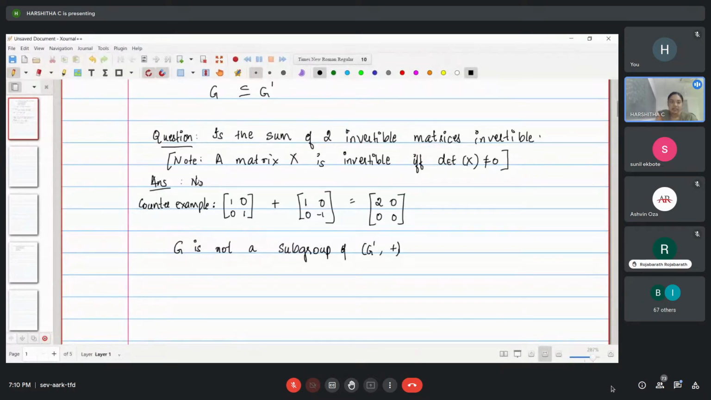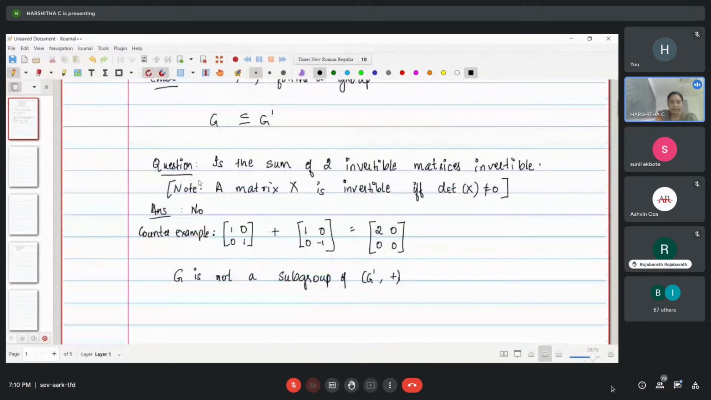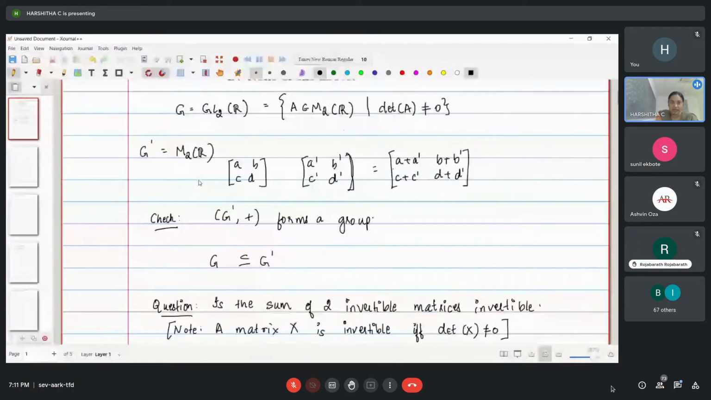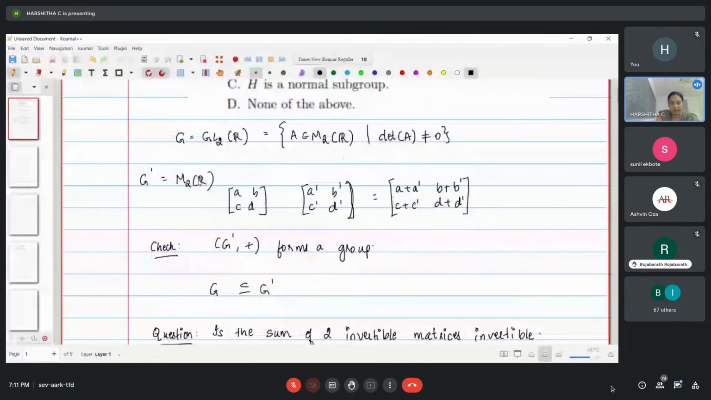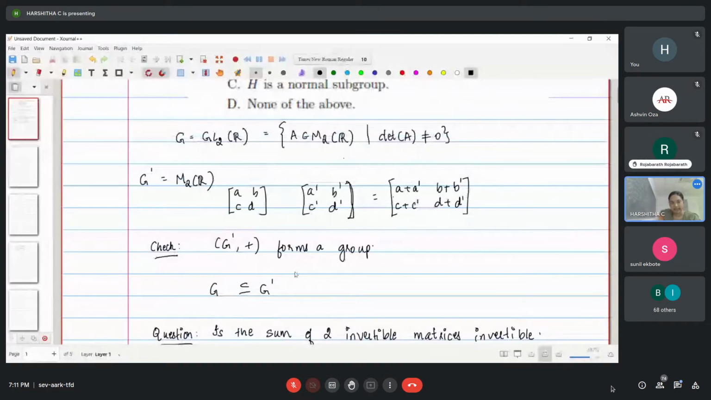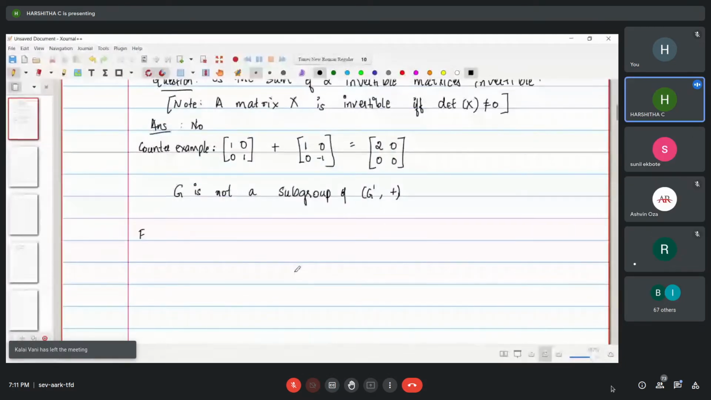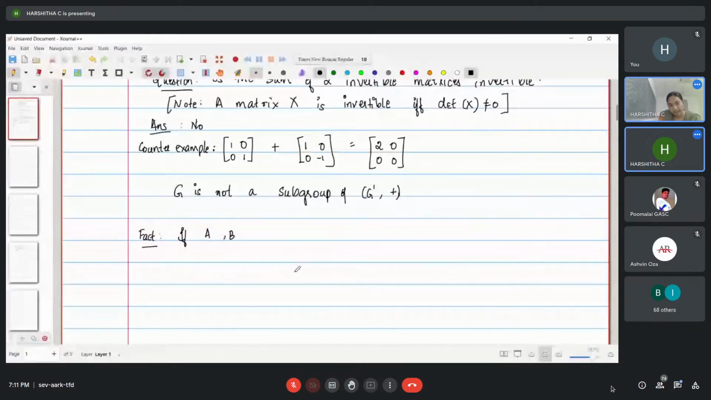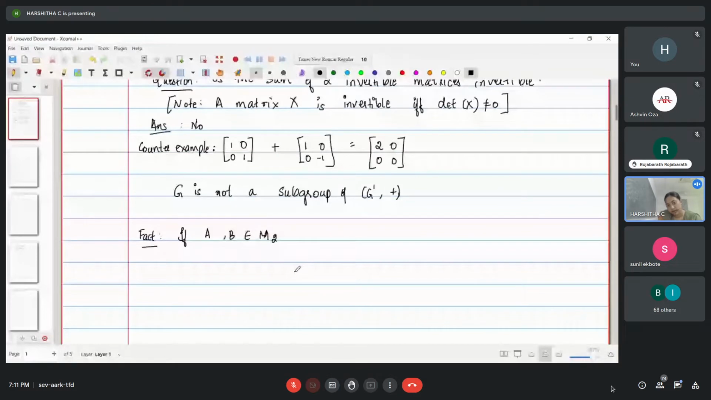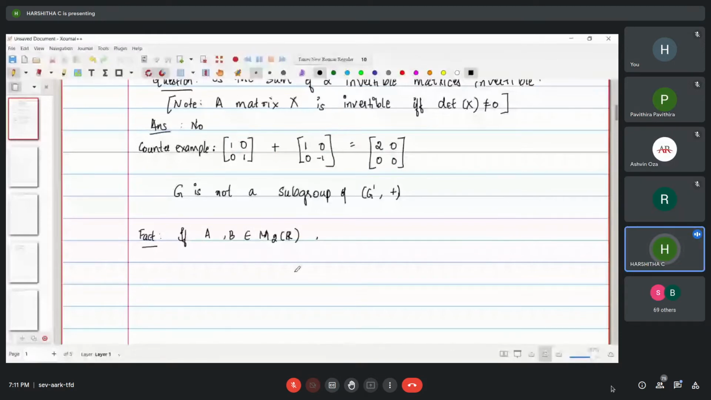But GL2 itself, you can make it into a group by slightly changing the operation. Instead of addition, we look at multiplication. And this is again a fact that we're using, that if A and B are two matrices, then determinant of AB is equal to the product of the determinants.